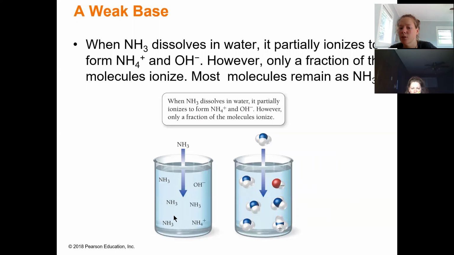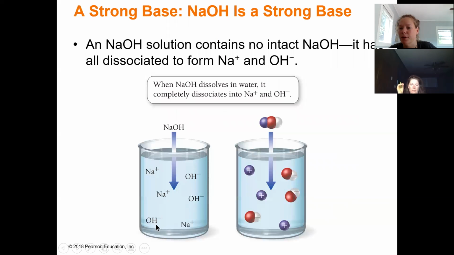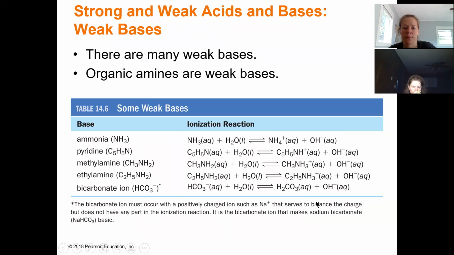So we don't have quite as much OH- floating around in solution as we would if we were dealing with this guy, where we get a lot of OHs. There are a lot of weak bases.